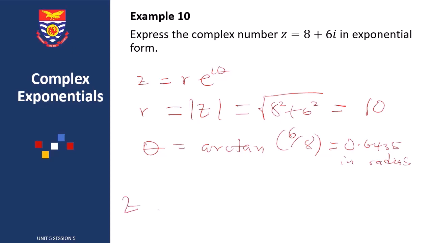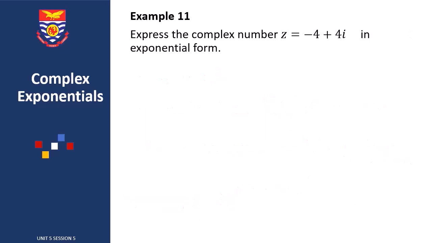Therefore, our z equals, writing it in exponential form, 10 e raised to the power i 0.6435. You can also convert the answer to degrees. Don't forget about that.